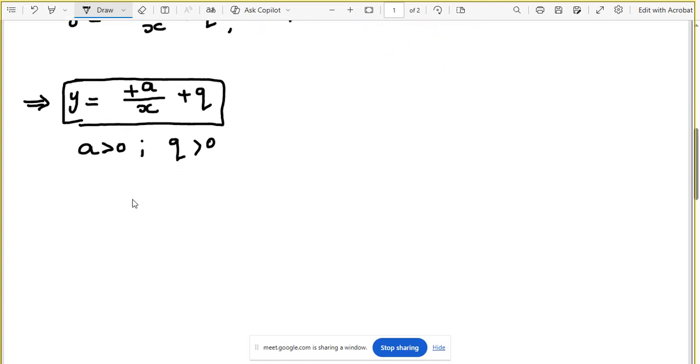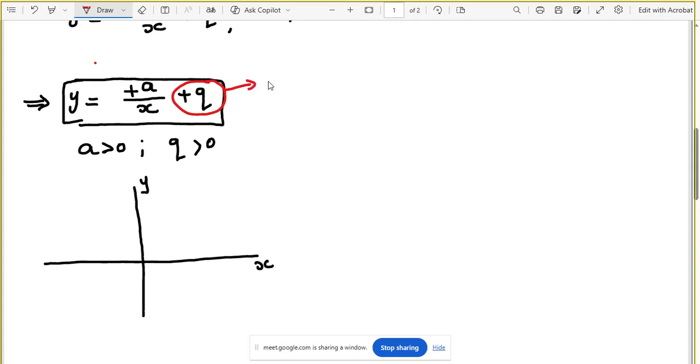So your graph will look like this. This is your x, this is your y. Then, because of the value of q, this is your asymptote. The value of q will be your horizontal asymptote. Since it's your horizontal asymptote, it will be above the x-axis. It will be somewhere here, above the x-axis. Are you following? Yes. Right.